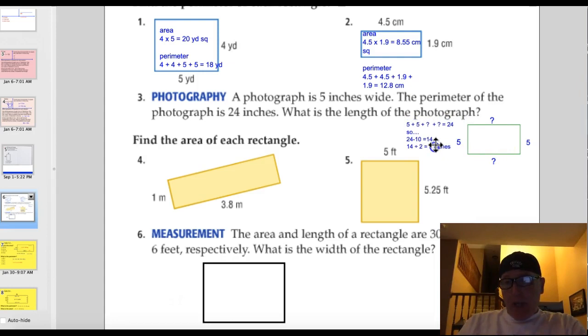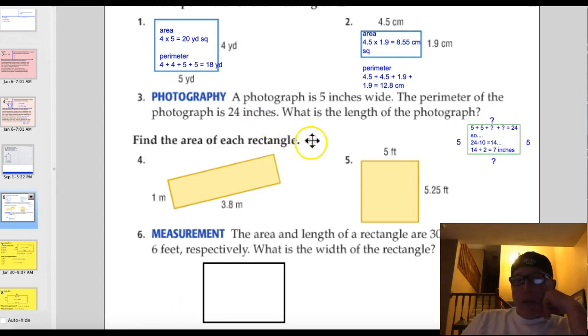Here's another way of looking at it. These two numbers together have to equal half of 24. So half of 24 is 12. This number's got to be 7, because this will be 12 and this one will be 12. Again, you just put down the answers to these as we run through them.